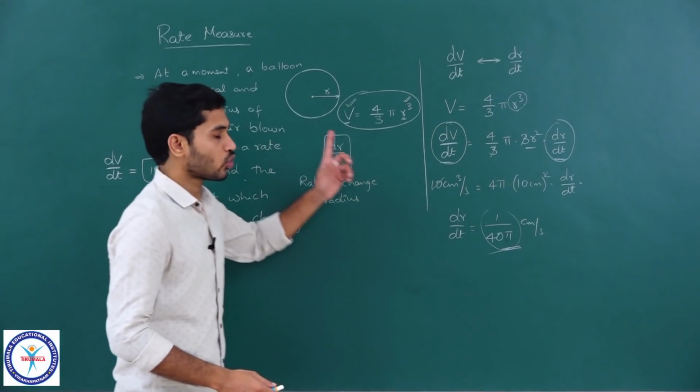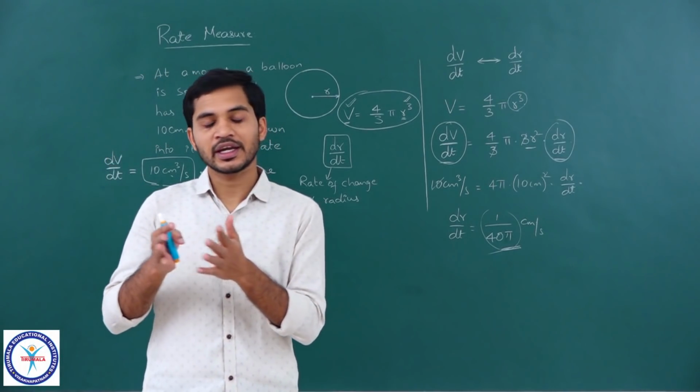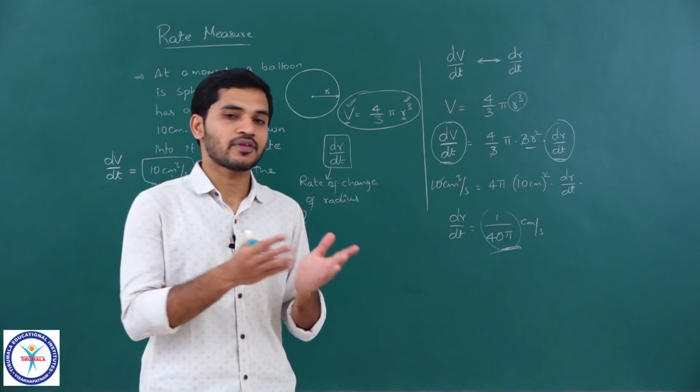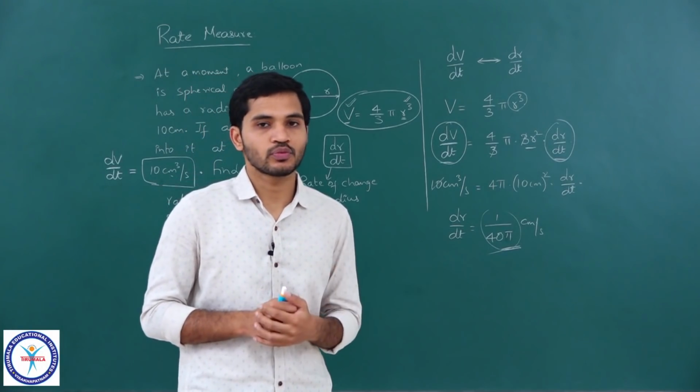So throughout this topic of rate measure, that is what we will be doing. We would know the rate of change in one quantity, and using that we will be finding out the rate of change in another quantity, clear? So we will see a few more examples.